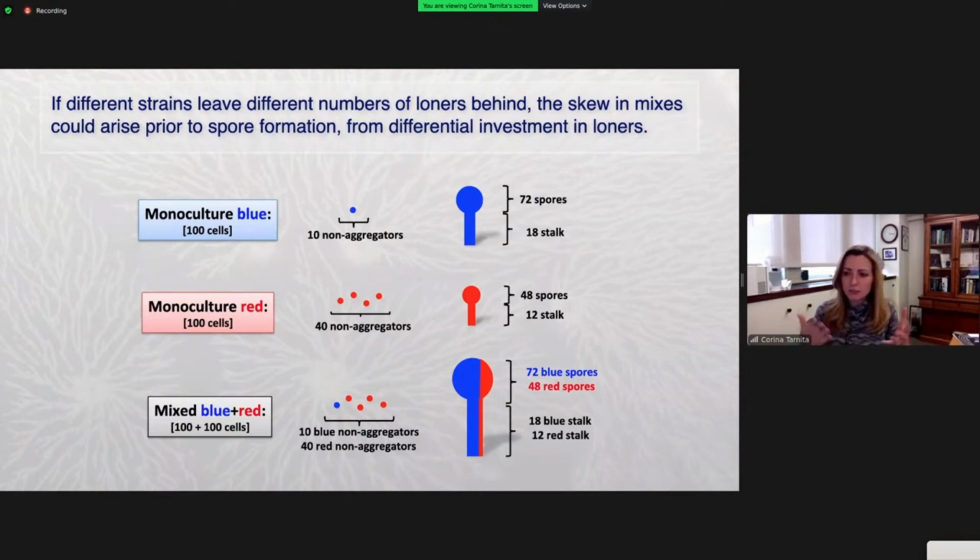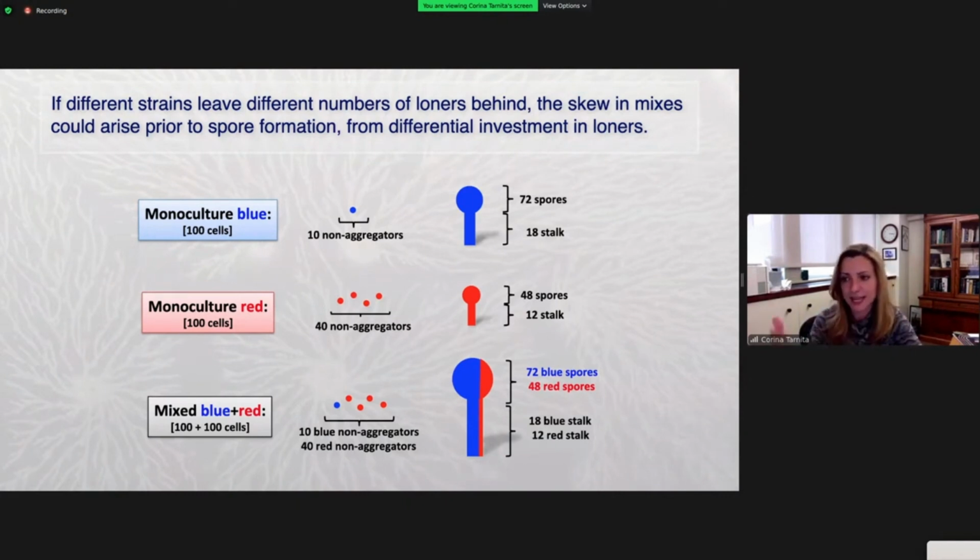But this would only be evolutionarily meaningful, or meaningful in general, if these non-aggregators, these loners that are left behind, are actually part of the life history strategy of this organism, rather than just some random byproduct of an aggregation process that might be too complicated, that might just every once in a while have some stragglers that aren't able to make it into the full aggregate. So I got very excited about those cells.